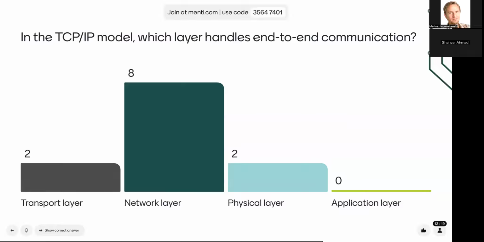What do you think? Ideas? Most of you said network layer, right? So most of you said the IP.